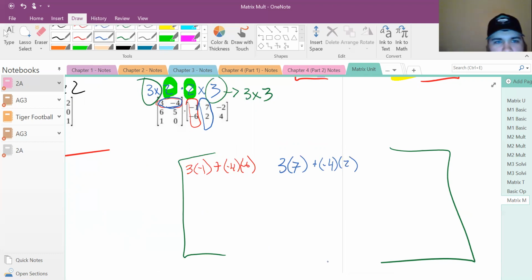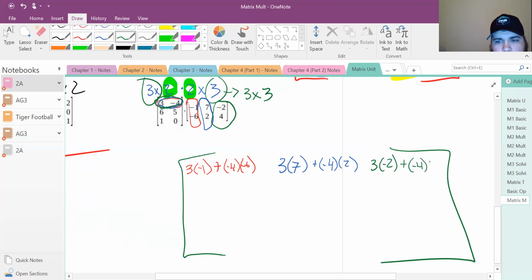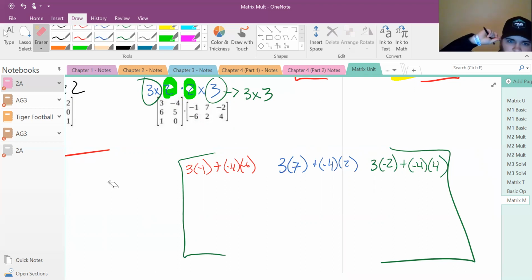Okay, last but not least, for the top row, we have the first row times the third column now. So we have 3 times -2 plus -4 times 4. Take a breath. Okay, we're done with the first row. See how we have 3 sets of computations we have to do just for that first row? That's what I was saying.